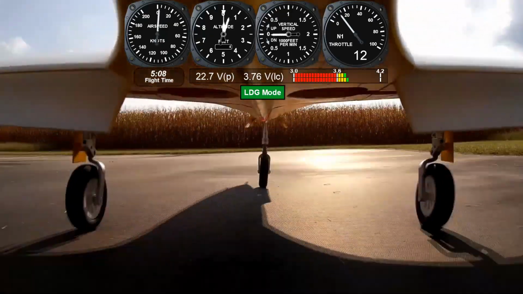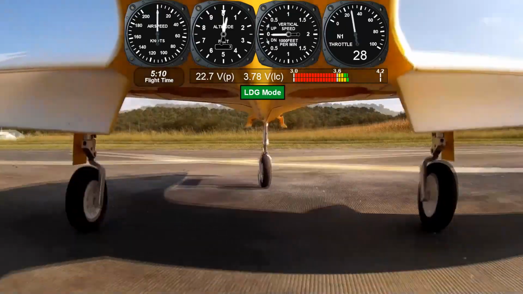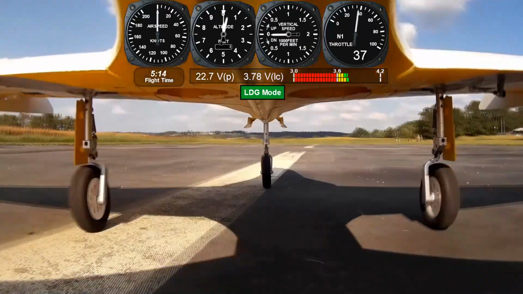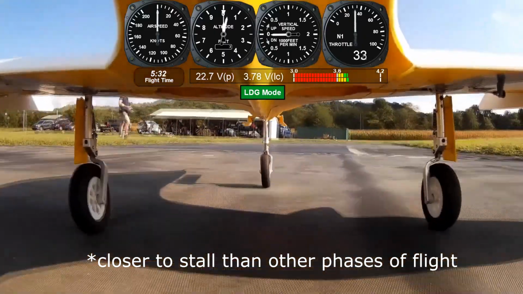That's it for now. In part 3, I'll take a quick dive into the physics of slow flight, where we'll be on the backside of the power curve, close to a stall, all the way to touchdown.